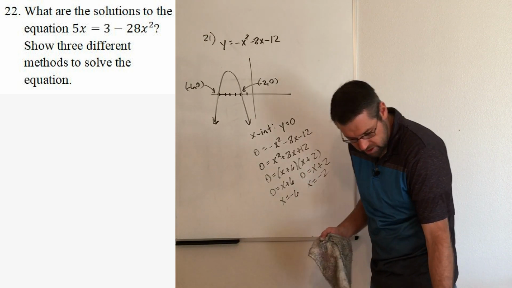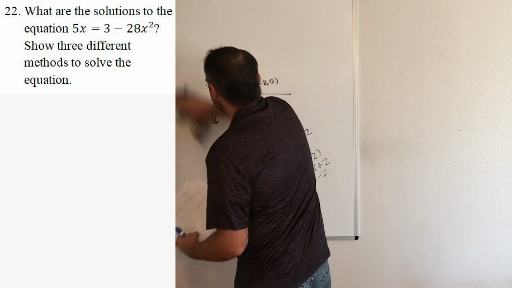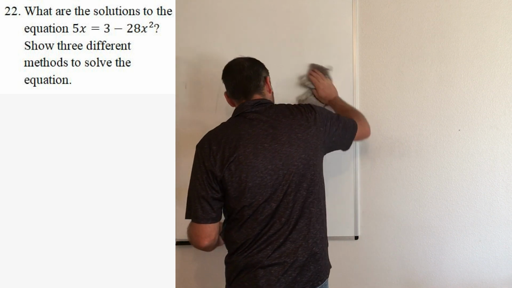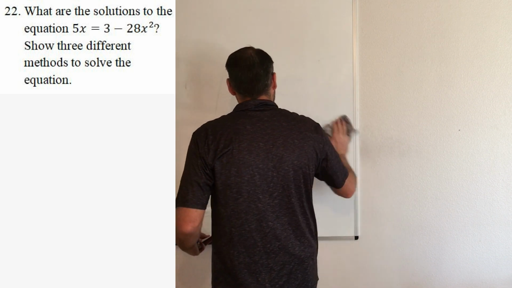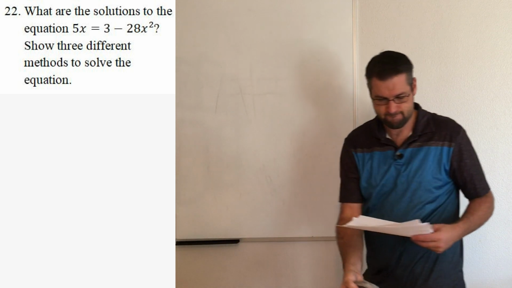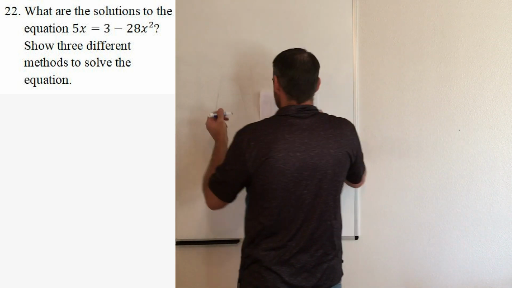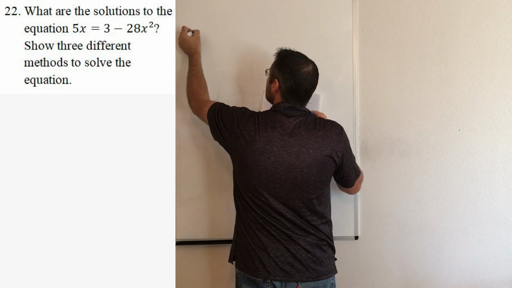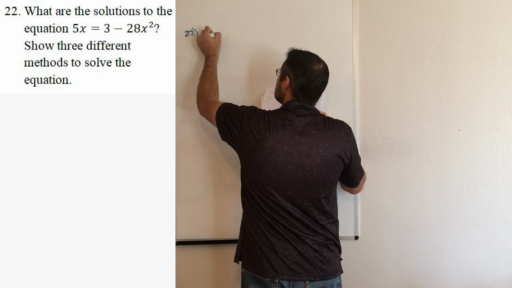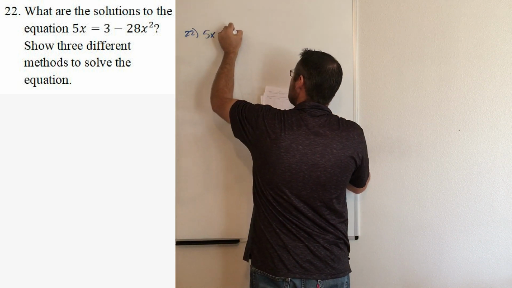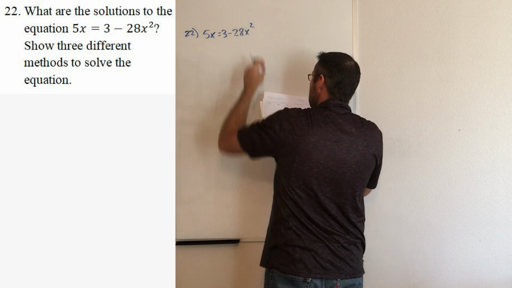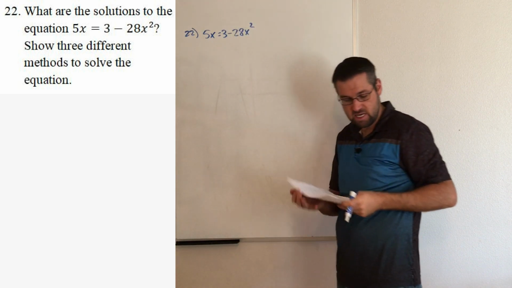For number 22, this one's a bit of a process. We've got 3 different methods to solve an equation. So for 22, we have 5x equals 3 minus 28x squared, and we want to solve this by 3 different methods.